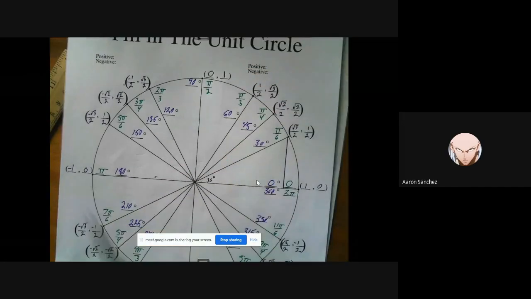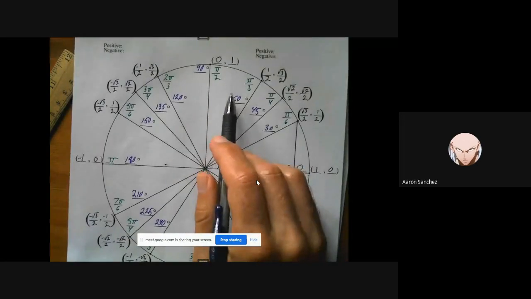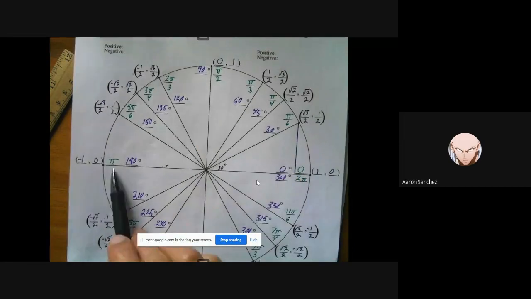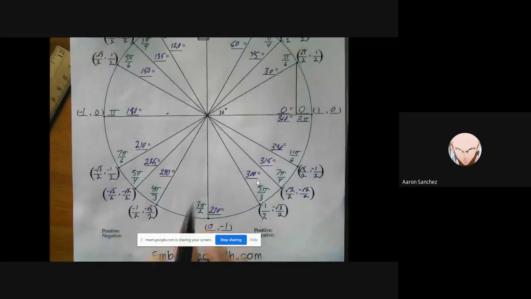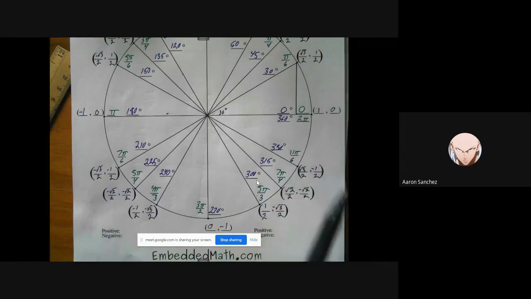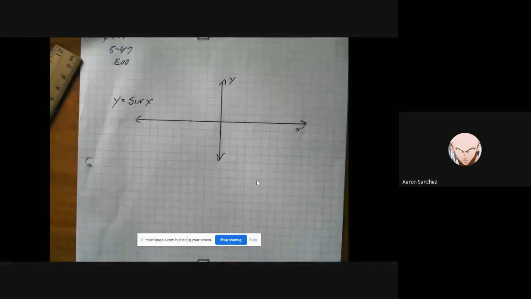0, 1, negative 1, 0, 0, negative 1, 1, 0. So the points on the table that I'm going to graph are going to be these radians: pi over 2, pi, 3 pi over 2, and 2 pi. Okay? So that's what I'm going to graph. So here we go. I have my y equals sine x. This is my function I'm going to graph. I'm going to graph it in a coordinate plane like that. I'll let you guys set that up. Actually, you know what? I forgot my pen.